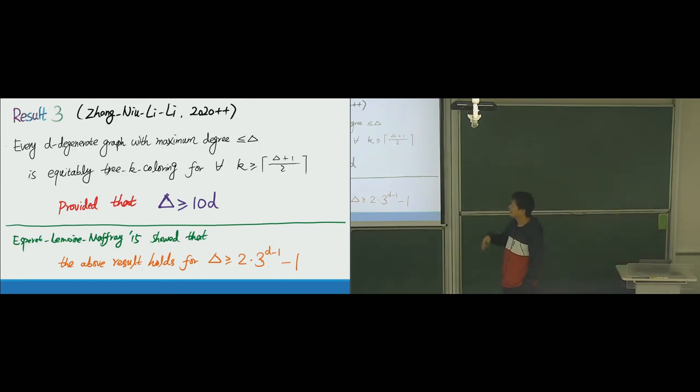We see that if we are given a d-degenerate graph with maximum degree at most Delta, then this graph has an equitable tree-coloring, or covering, for any k at least this number. Now we have a condition on this maximum degree: this Delta is a constant, not the maximum degree. This Delta is at least 10 times d. So this result improves the results of earlier work; they said that if Delta is at least this number, this result holds. But we have a linear lower bound. Of course, the proof of this result is much more difficult than the first two results.